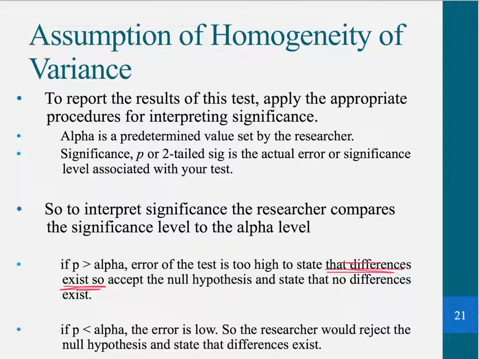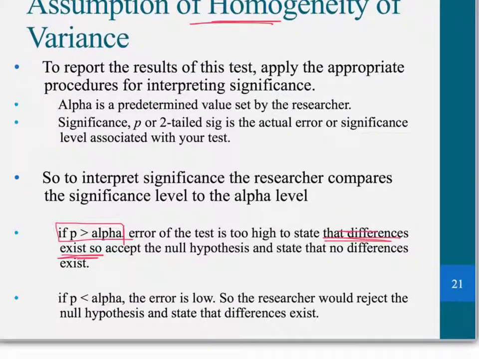Well, in this situation, we don't want differences to exist. We want homogeneity of variance. So we actually want, in this situation, to see p be greater than alpha. If p is less than alpha, that's going to suggest that our error is low, and we're going to have to reject the null hypothesis, saying that our variances are different.